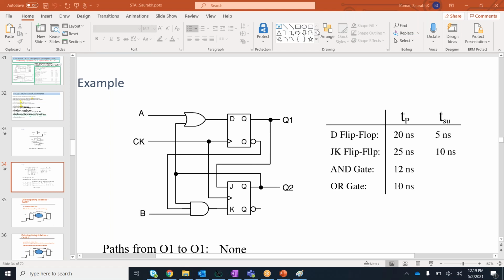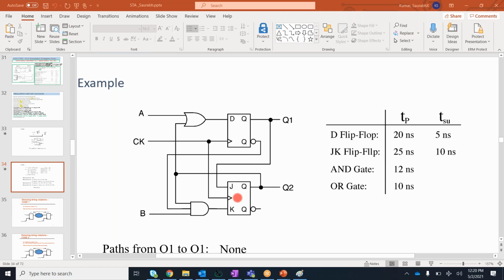So the clock to Q delay of D flip-flop, clock to Q delay of JK flip-flop, then AND gate propagation delay, OR gate propagation delay. This is setup time for D flip-flop. This is the setup time for JK flip-flop. So all this information is given. And net delay is 0. Then first you have to find how many raise to raise paths you have in this design.